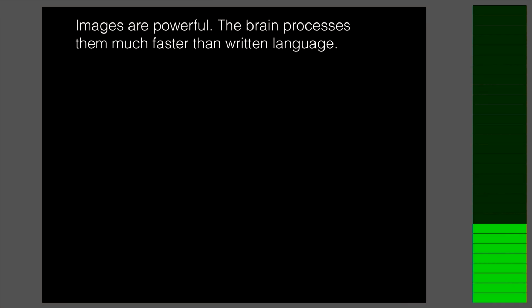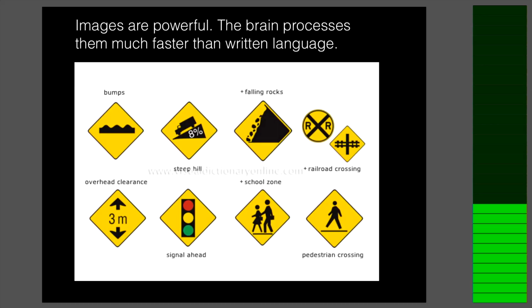Images are powerful. I wrote a piece a while ago basically talking about how there's an analogy to precompiled code. I'll show you an example of what I mean. The brain processes images very differently than it processes written language. Which do you notice first on this slide? If you're like me, you probably notice the images. The text, the words take longer to go through.